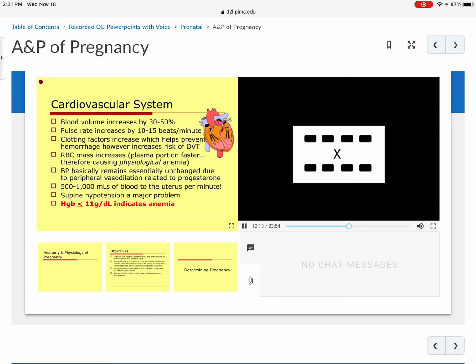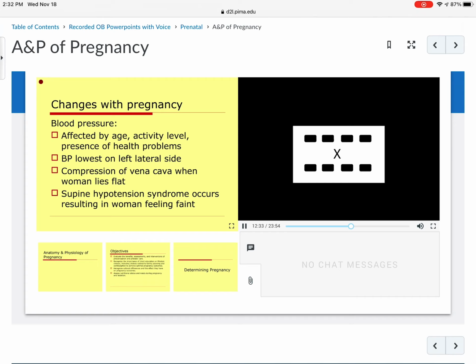Okay, supine hypotension sometimes is a problem when people stand up or sit down really quickly. They get a little dizzy. Hemoglobin of less than 11 indicates anemia. A lot of women get anemic during pregnancy, so we keep a close eye on their CBC, which includes their H&H.